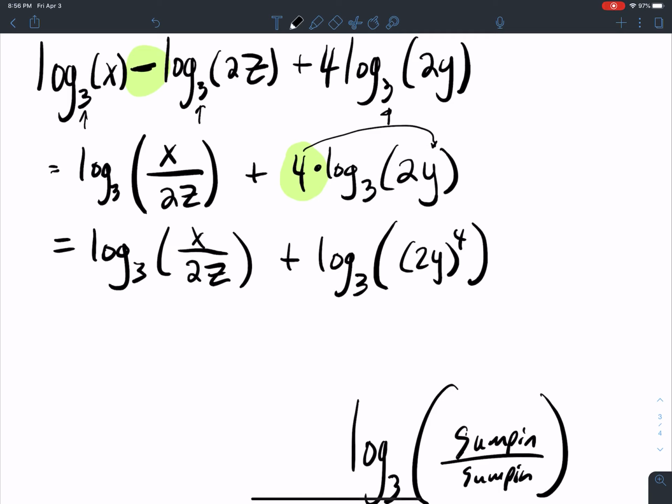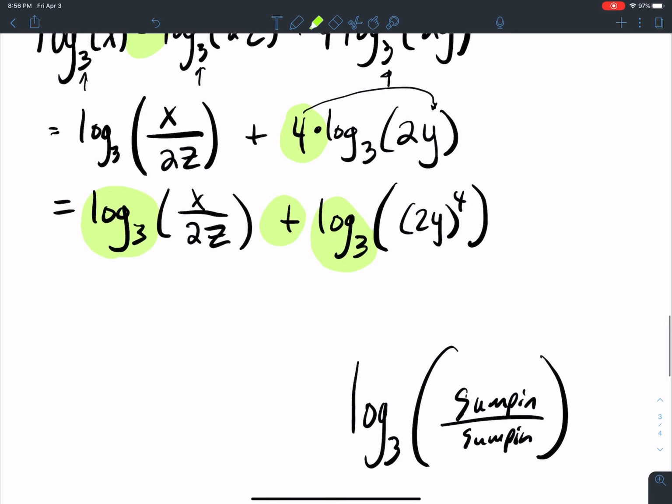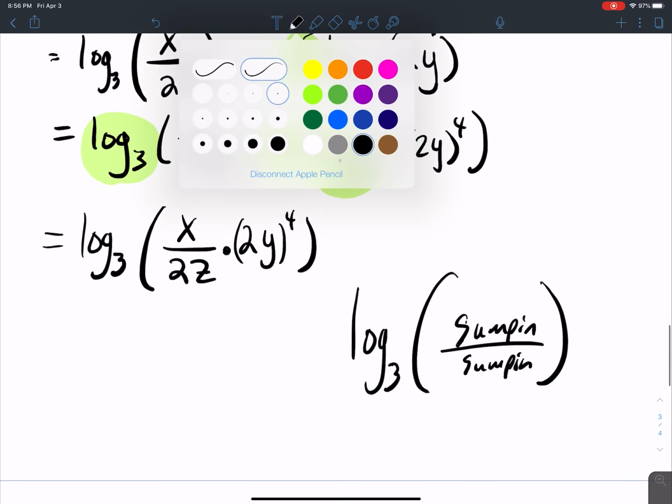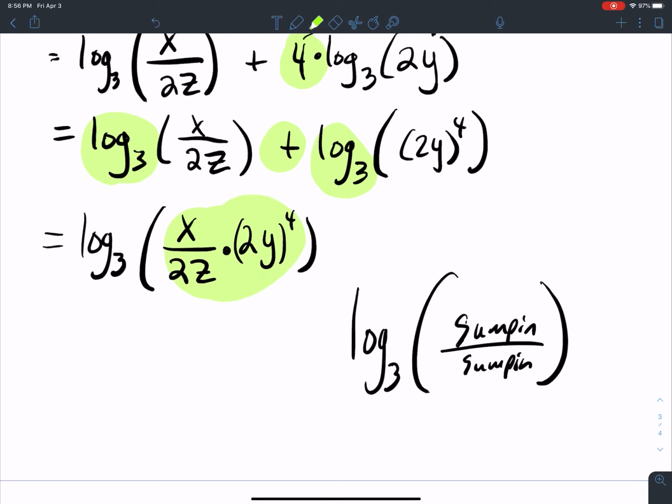Now I've got a log base 3 and a log base 3, and there's a plus in between, so that means I multiply. So this becomes log base 3 of x over 2z multiplied by 2y to the 4th. Now this can clean up, right? Let's do some scratch work over here. Let's see if we can simplify this. x over 2z times 2 to the 4th and then y to the 4th, right?